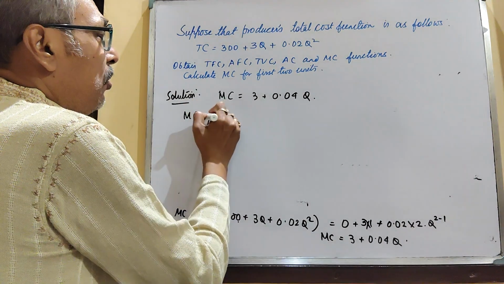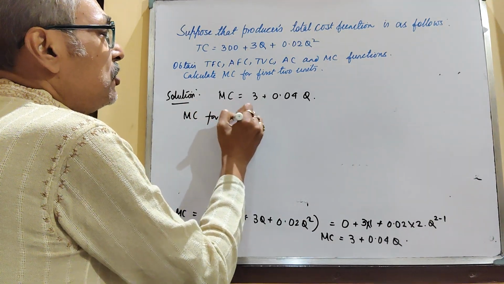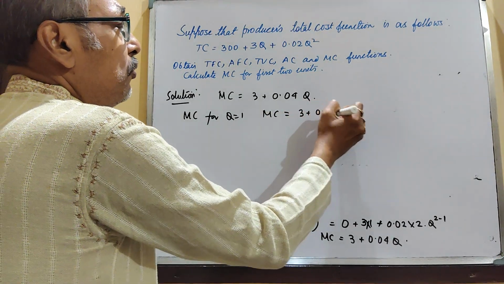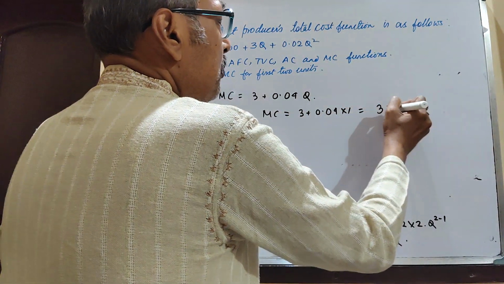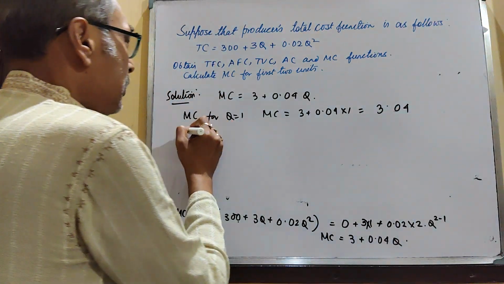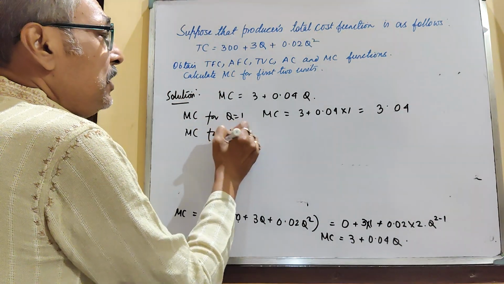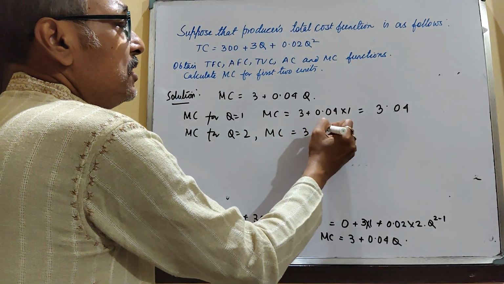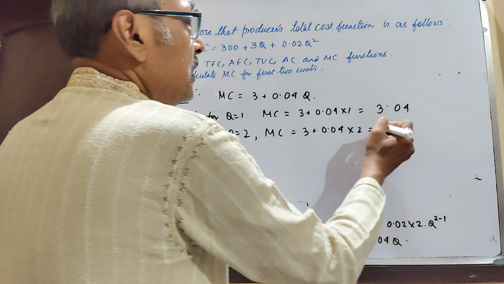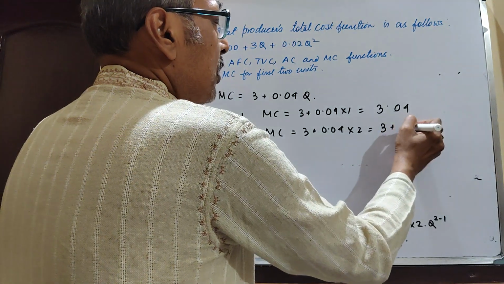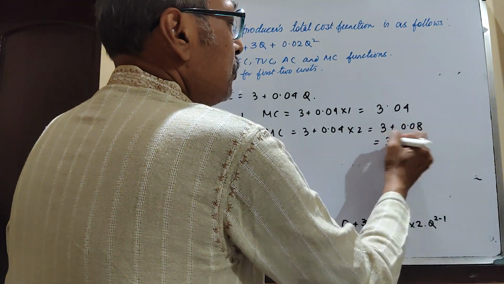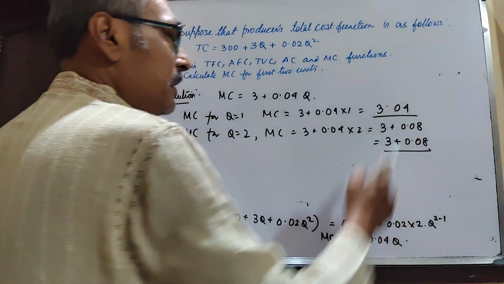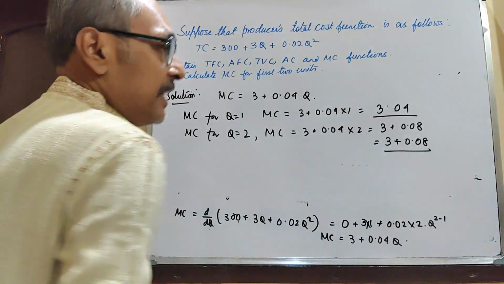Now we have to calculate MC for the first 2 units. MC for Q equals 1: MC equals 3 plus 0.04 into 1, this is 3.04. MC for Q equals 2: MC equals 3 plus 0.04 into 2, this is 3 plus 0.08. This is the MC for the first unit, and this is the MC for the second unit.